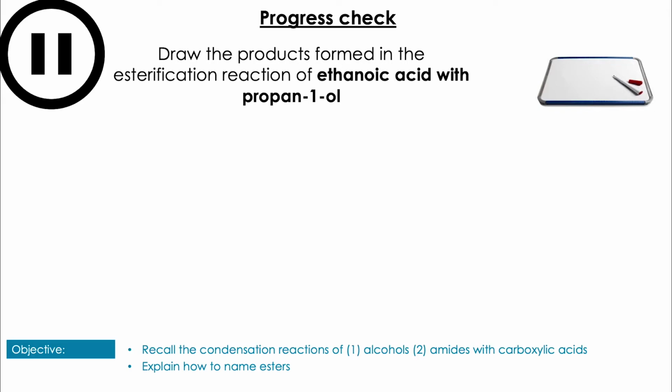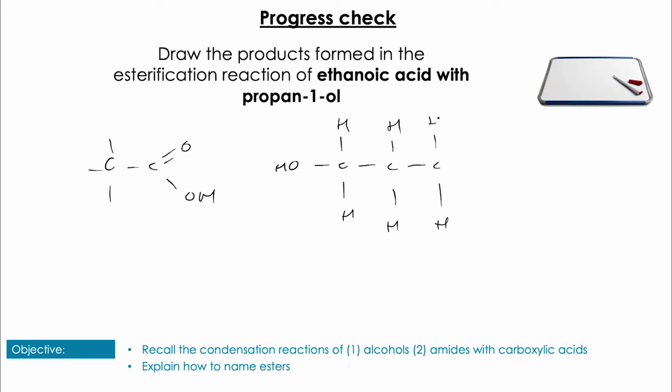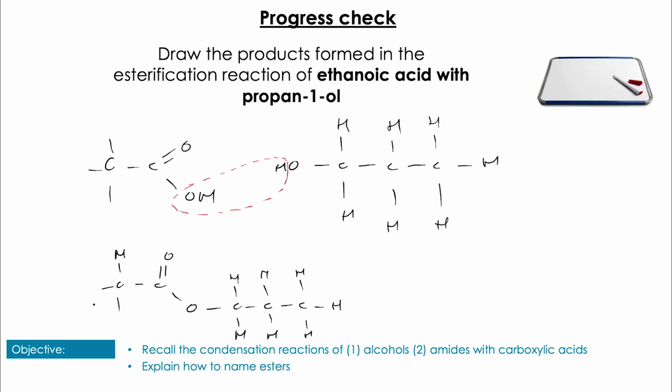Pop them up! So like I said, best thing to do, especially when you're first starting, is to draw out the structure of each of these, ethanoic acid and propan-1-ol, with the OH groups facing each other. And so I'm going to remove a water and then join the carbon from the carbonyl group directly to the oxygen from the alcohol group. And that's going to give me my molecule here, which would be propyl ethanoate if you were naming it.